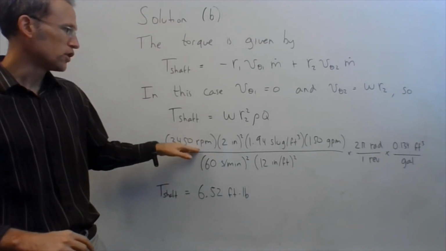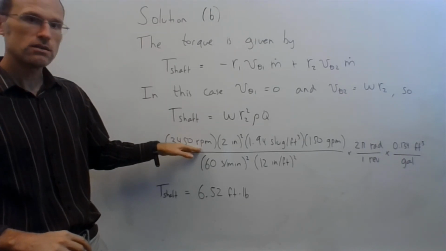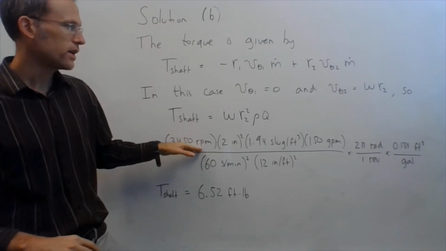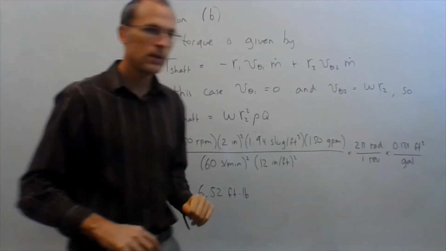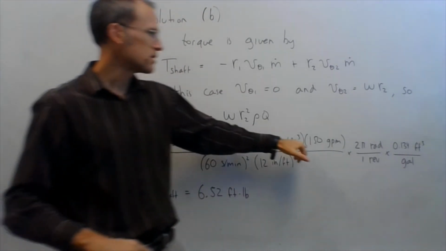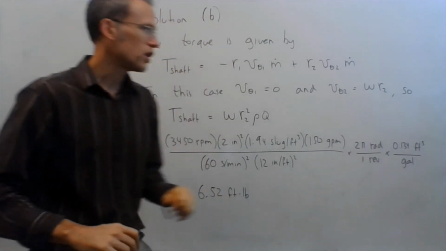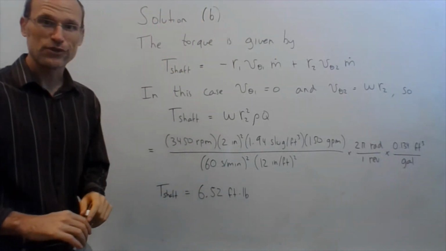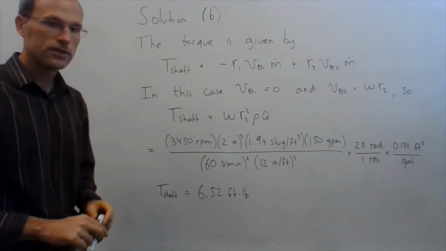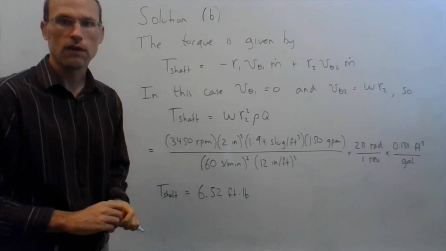And then revolutions per minute, I need to get that into radians. So to get that into radians, I need to multiply by 2 pi. And then finally, my gallons, need to get that into cubic feet. So 0.134 cubic feet per gallon takes care of all those conversions. And I'm left with 6.52 foot-pounds of torque.